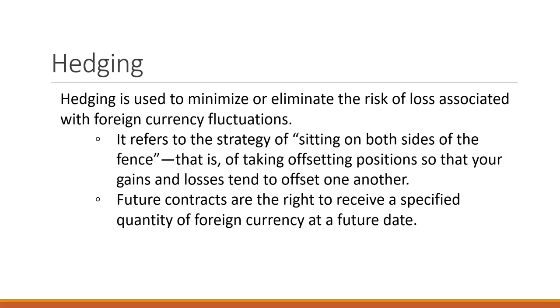Hedging sits on both sides of the fence. We take offsetting positions so that our gains and losses offset one another. So we buy these future contracts, which is the right to receive a specified quantity of foreign currency at a future date, which means we hedge on what the exchange rate is going to be on the day that we agree to the transaction.